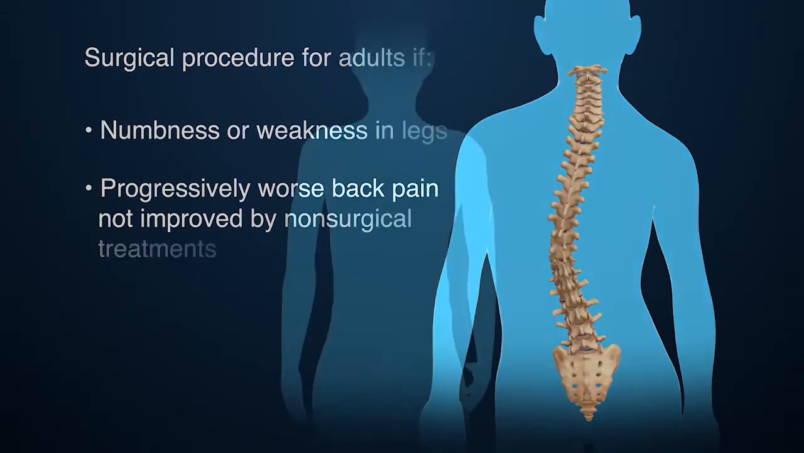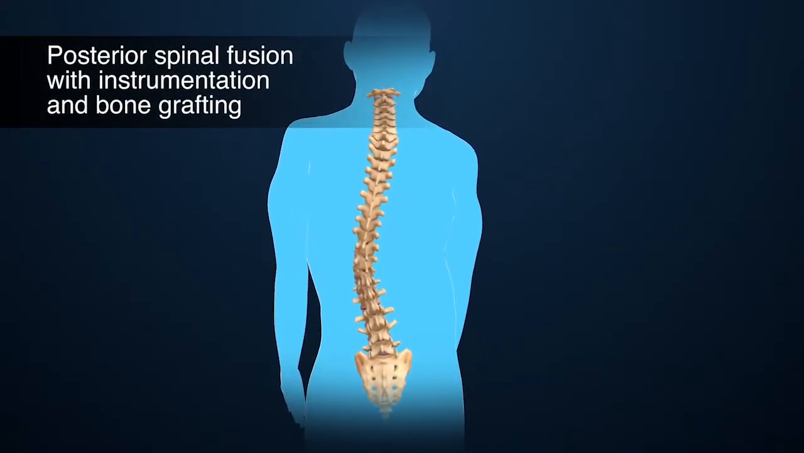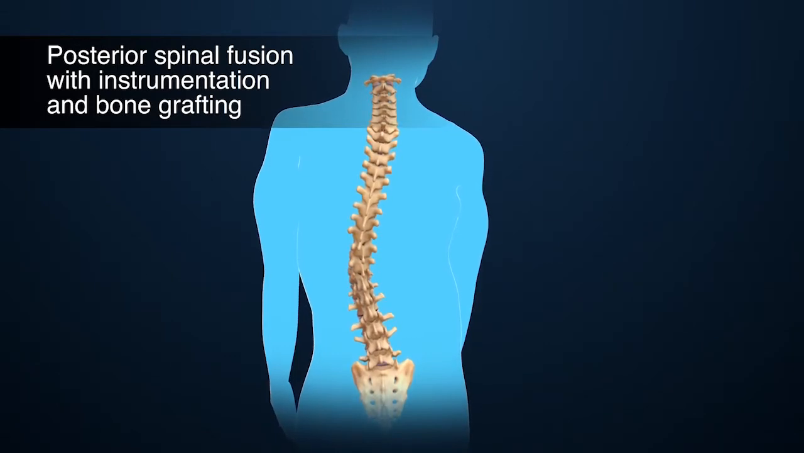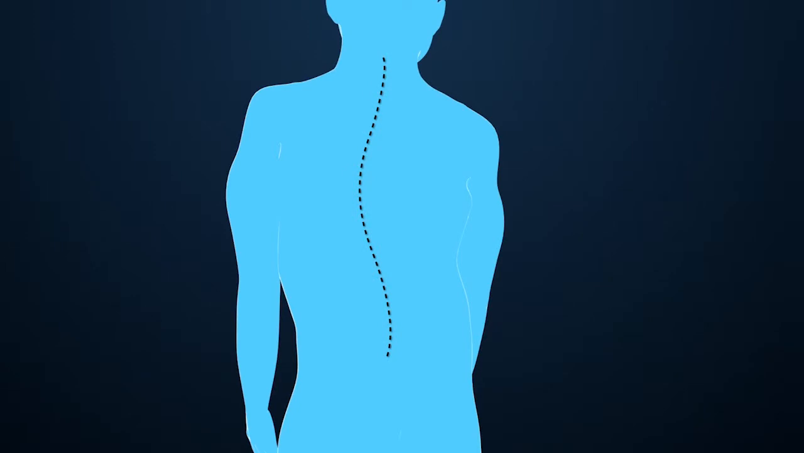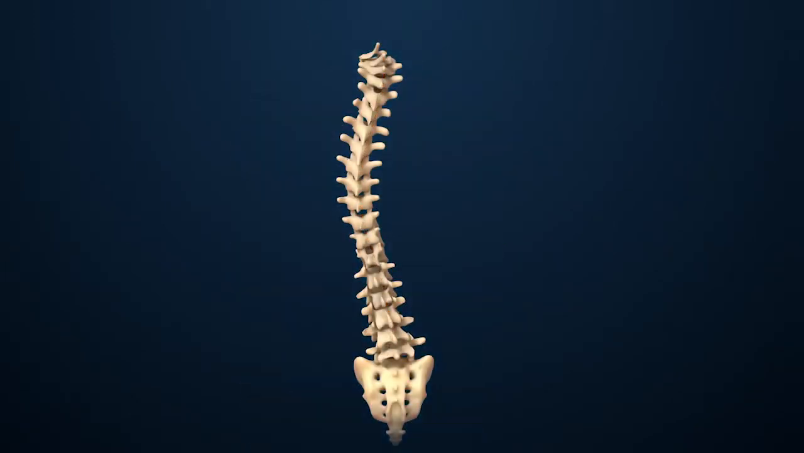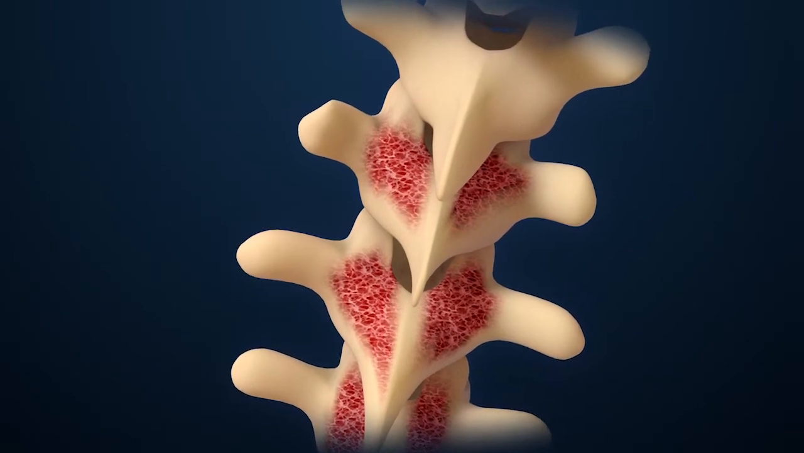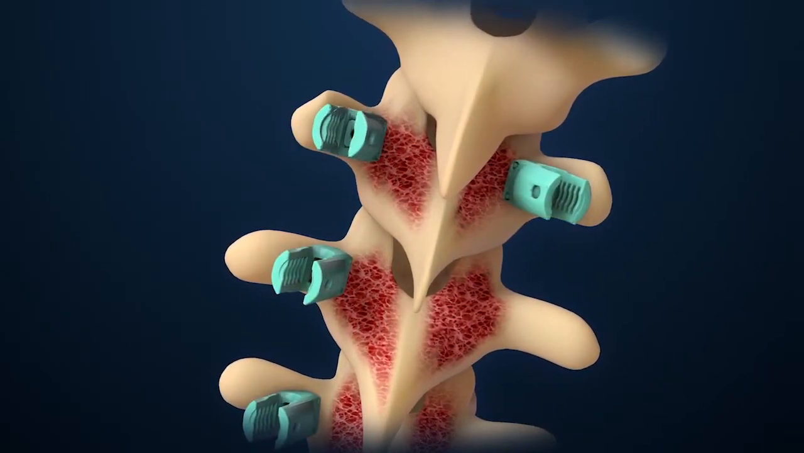The most common surgical procedure to repair scoliosis is called a posterior spinal fusion with instrumentation and bone grafting. To begin, the surgeon will make an opening over the area of the curve in the spine. The surfaces of the vertebra will be roughened up to help stimulate the bones to heal together. The surgeon will place screws, hooks, and wires into the vertebra.